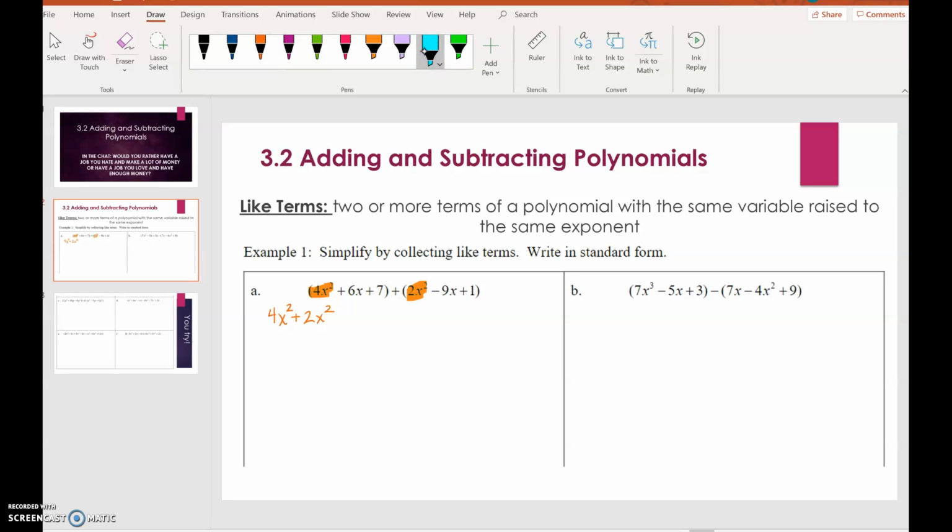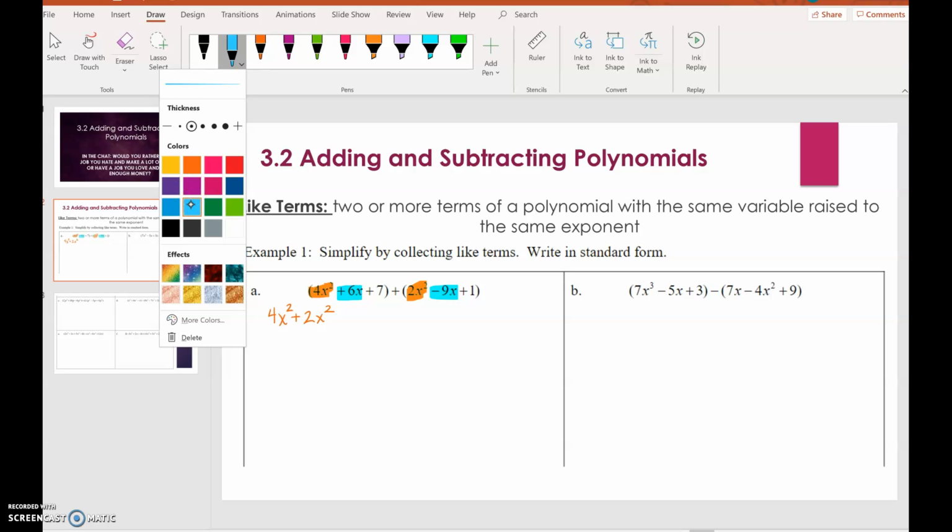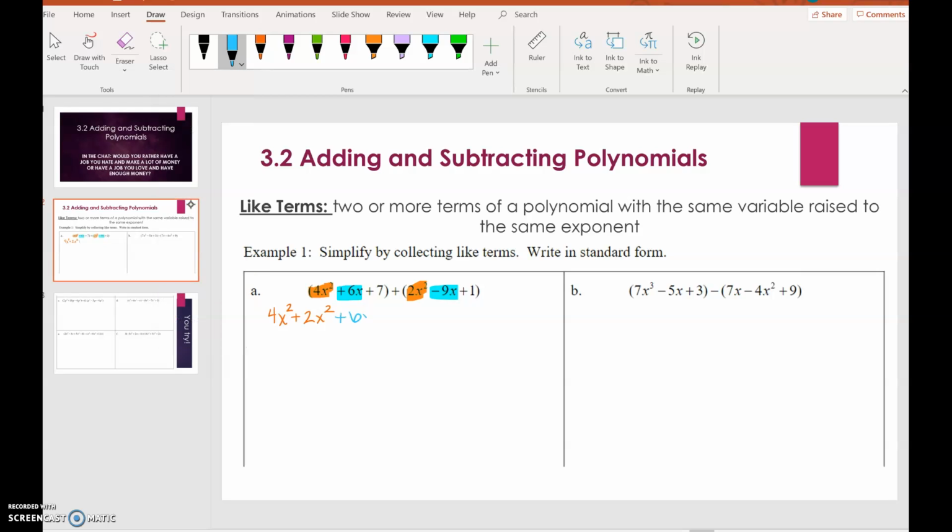And then I'm going to go ahead and just find any other like terms we have. So for instance, I'm going to look at this plus 6x and see if there's another one, which there is, this negative 9x. I'm going to write these down here. So it's a plus 6x and then minus 9x. And then this plus 7 and plus 1 are like terms. So I have a plus 7 and then I have a plus 1.